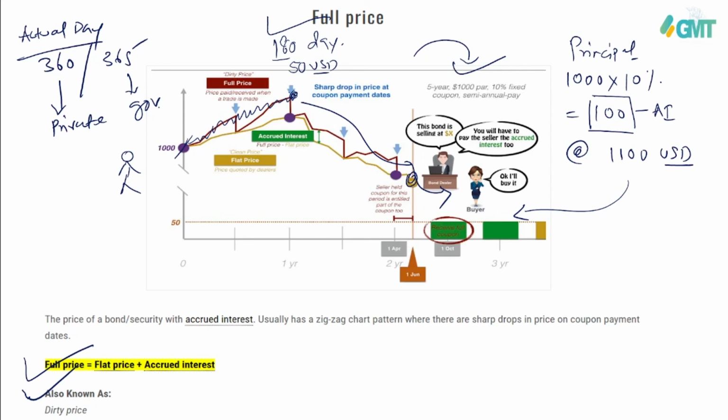So I hope that now you have an idea about these two concepts, flat pricing and full pricing. And if you want to explain it, put it into an example and then explain it. If you don't put all this into examples, then it would be difficult for you to explain theoretically. Okay, so I'm done with these two concepts, flat pricing and full pricing.